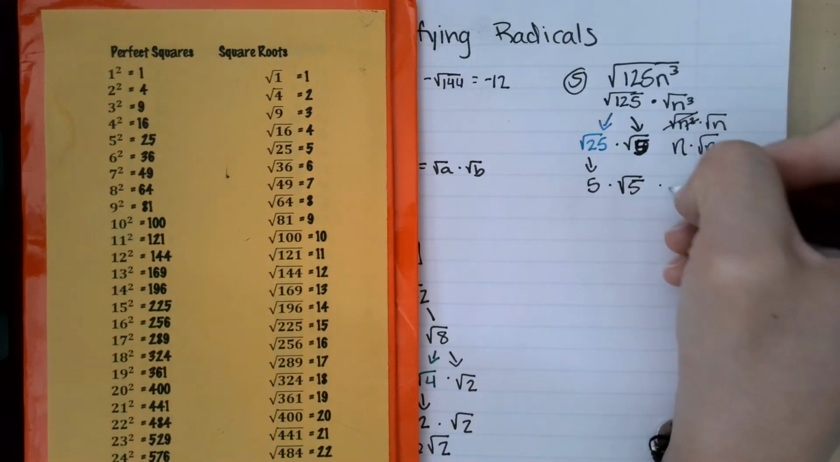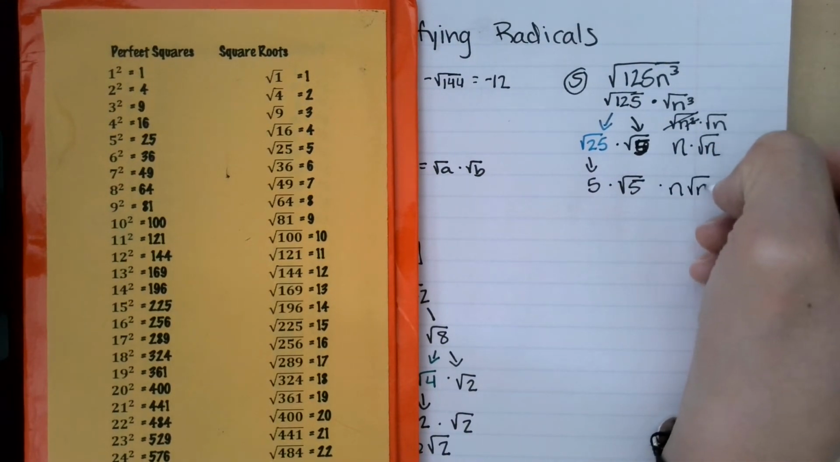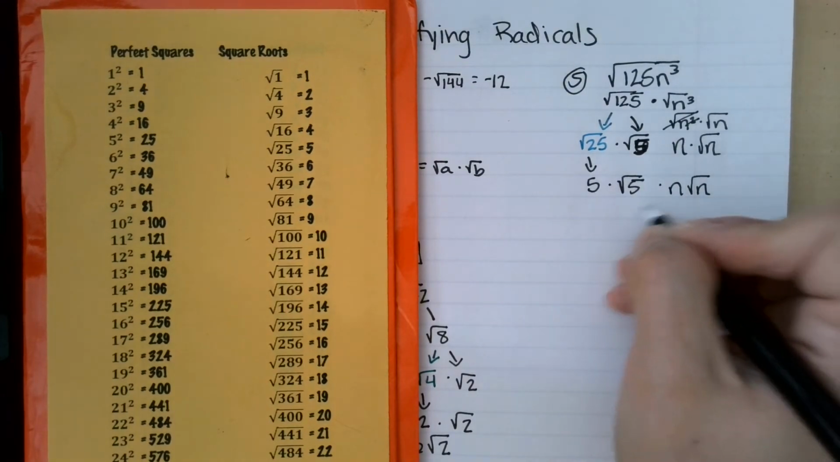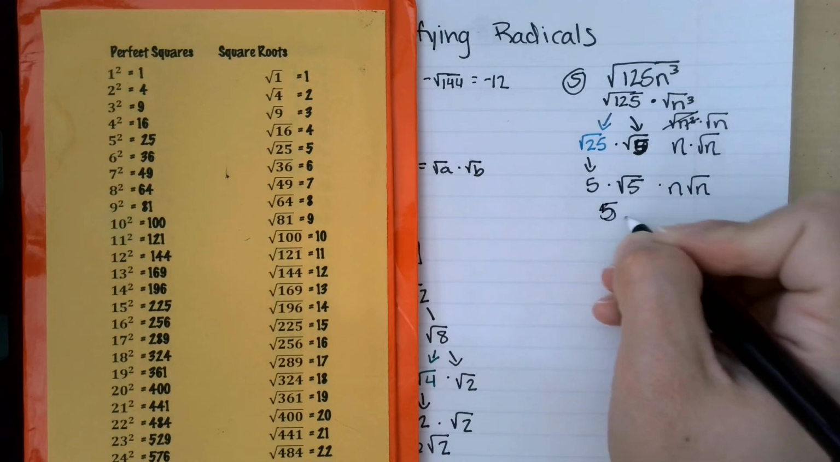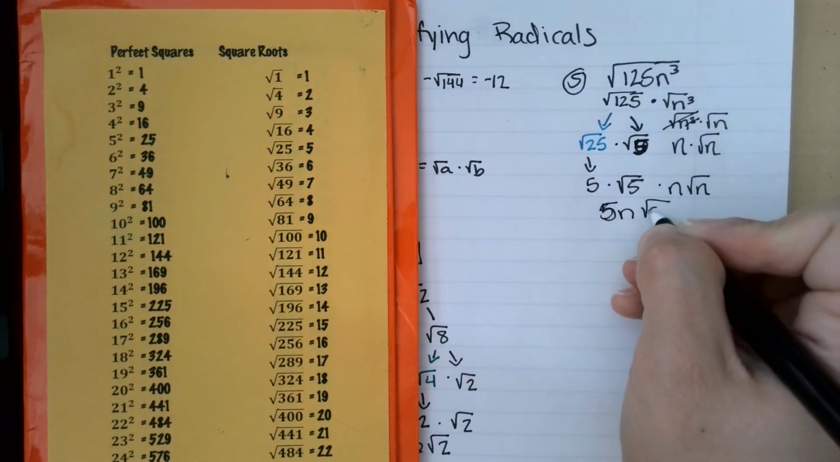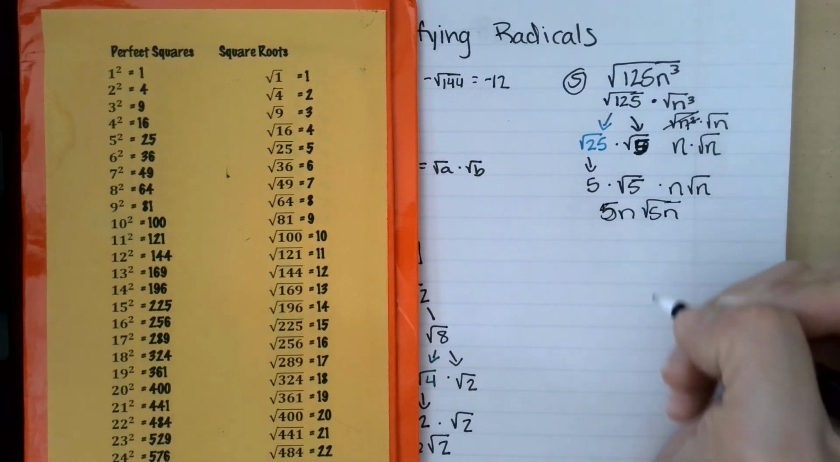So now I have n times n on the square root of n. When I do this, I'm going to bring the factors, the coefficients, out front. I have 5n on the square root of 5n as my solution here.